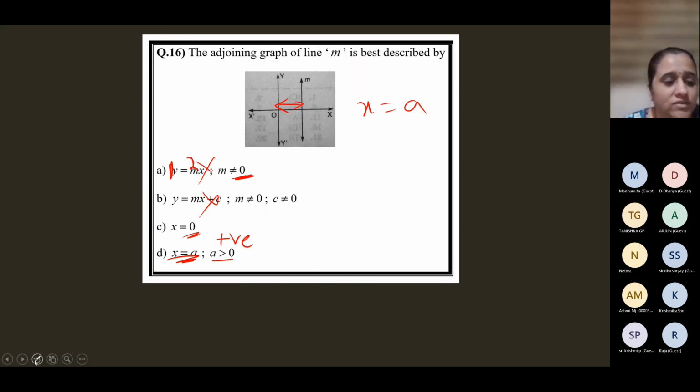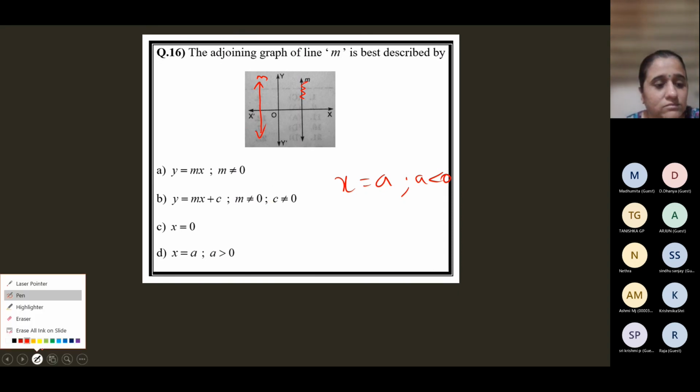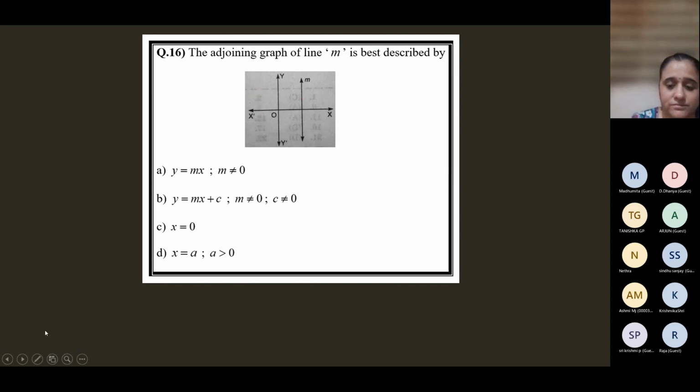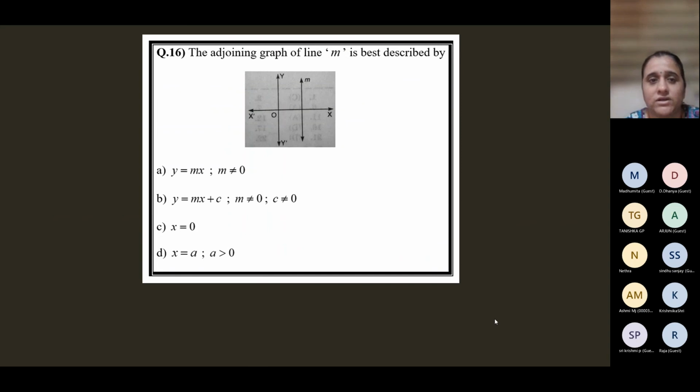If the same line, children, was given on this side, then the equation will be x is equal to a, but a will be less than 0. A is negative. It will be a less than 0 if it was on the left side. All right, children. We have up to 25, so we'll continue in the next class.